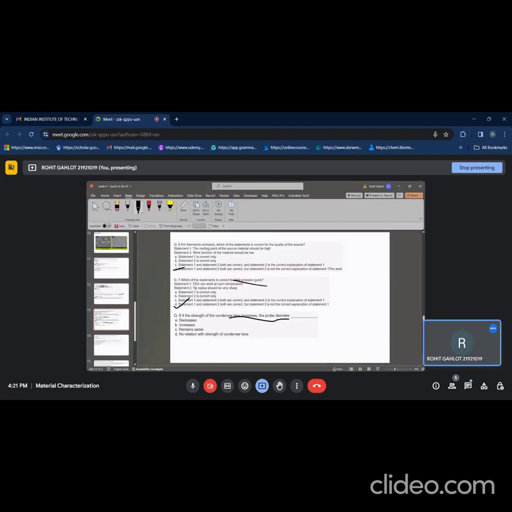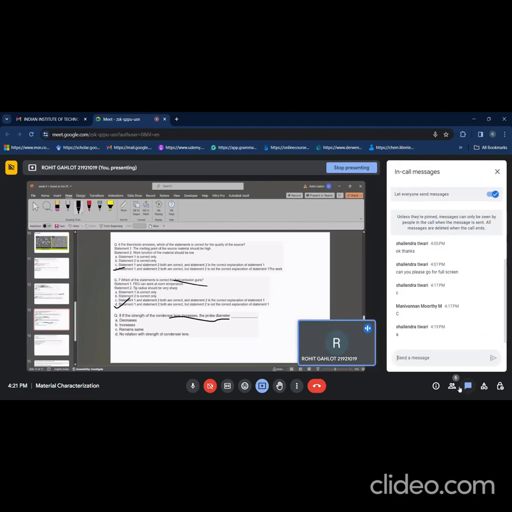And then the next one: which of the following is correct for field emission guns? The FEG, field emission gun, can work at room temperature. Yes, this is right. And your tip radius should be very sharp. This is also right. But there is no relation between the FEG working at room temperature and the tip radius. So again, D will be the correct answer. Okay, then the next: if the strength of the condenser lens increases, what happens to the probe diameter? Anyone who can explain this, or what is the correct answer?